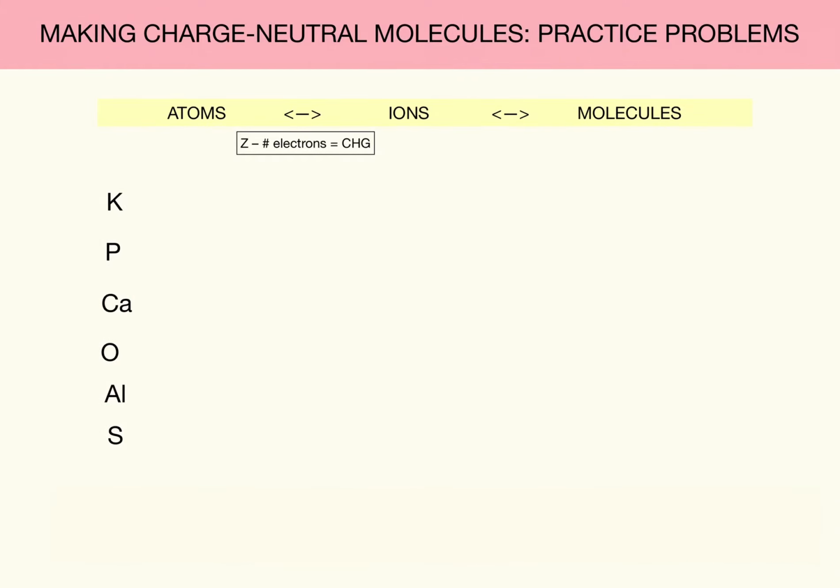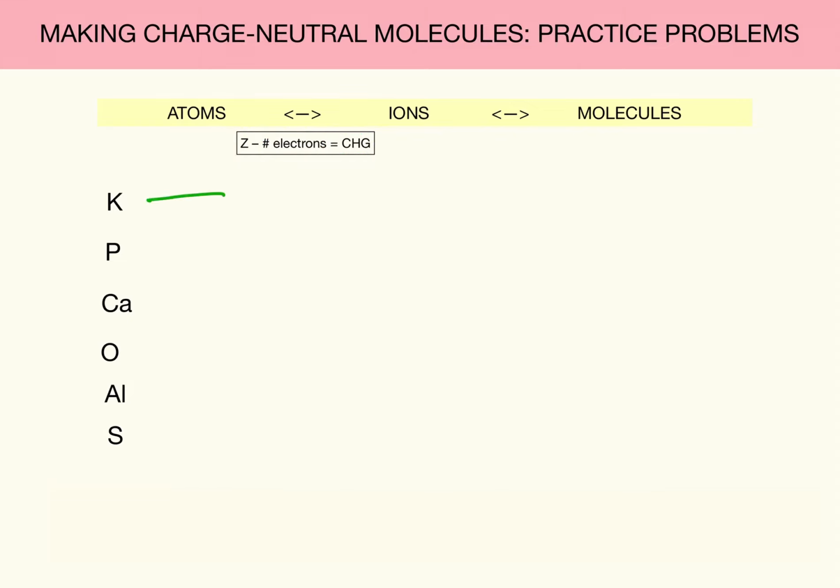This next set of problems deals with the step of turning atoms into ions. Remember, atoms have to be turned into ions before ions can be turned into molecules. And that first step relies on the ability to turn an atom with a certain number of protons, manipulating the number of electrons so that you get a charge. That is, so that you produce an ion.